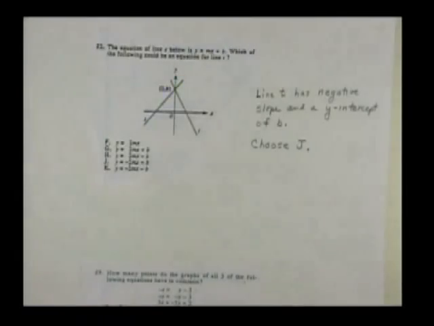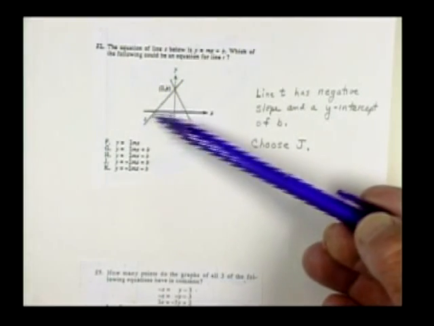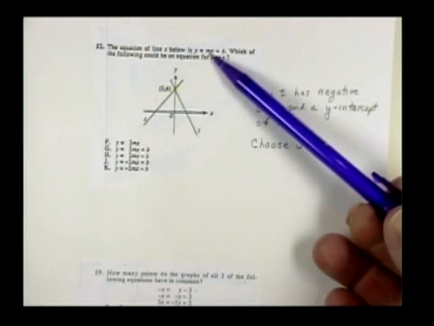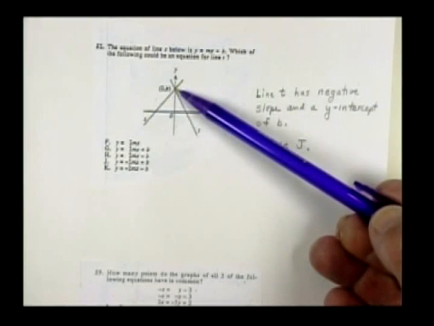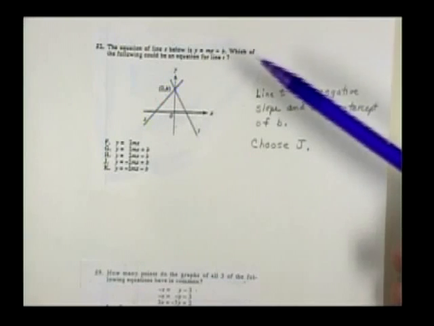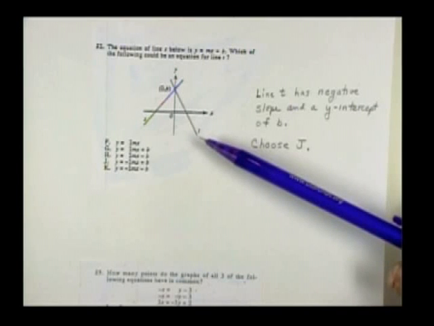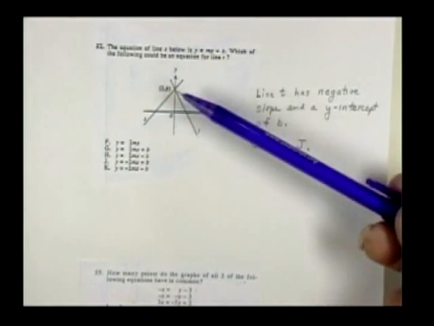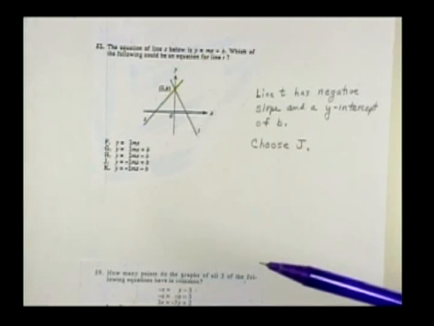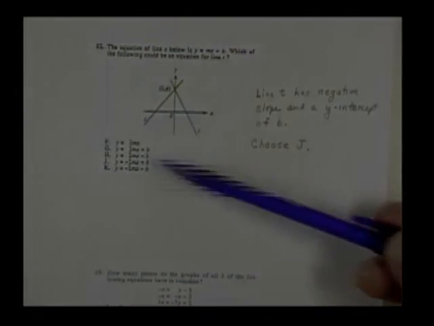The equation of a line S below is y equals mx plus b. Here's the line S. The slope is positive as it slopes upward left to right. So we know that m is positive, and b is a positive value, the location where it crosses the y-axis. Which of the following could be an equation for line T? Notice line T slopes downward as you read left to right. Therefore, its slope must be negative, and its y-intercept must also be b. Choose J. y equals negative 2mx plus b.